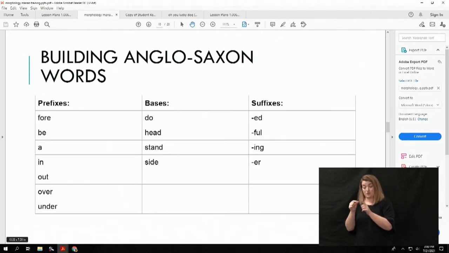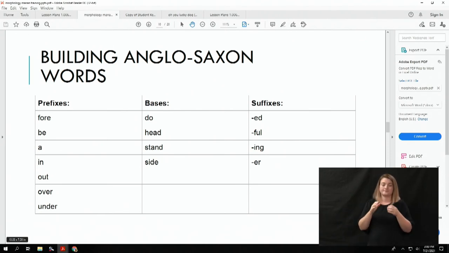Okay, here's an example of building Anglo-Saxon words. I have some prefixes, bases, and suffixes. What I would like you to do is look at them and see if you can take a prefix, a base, and a suffix and make a word. And then just yell it out so we can see. Or you can come from Zoom.